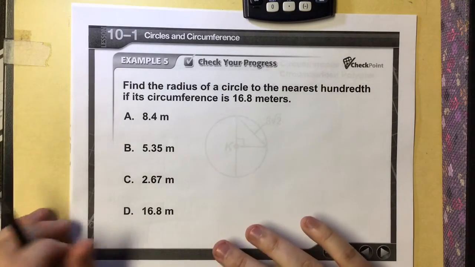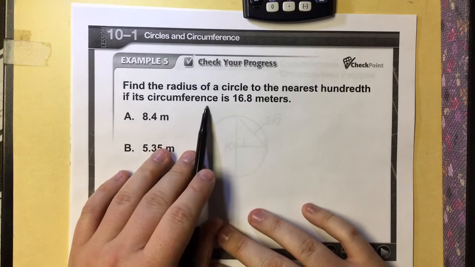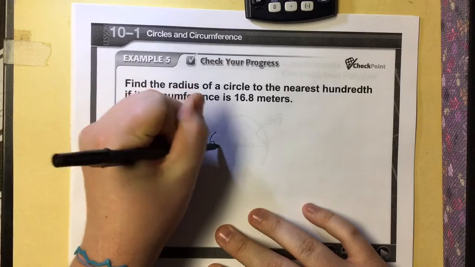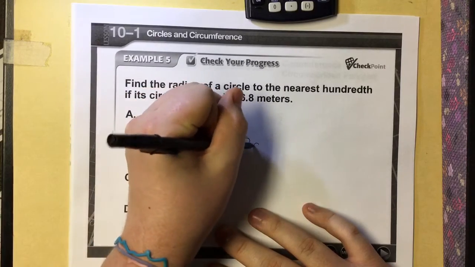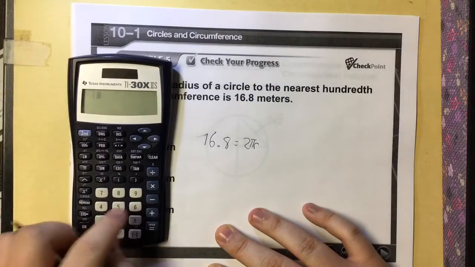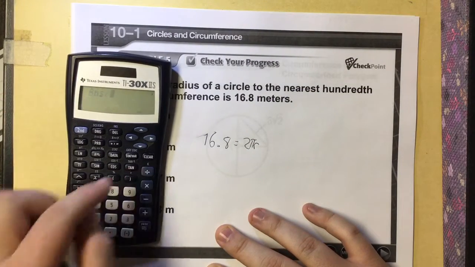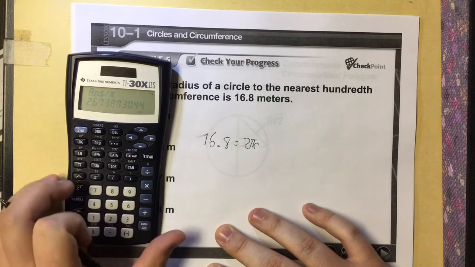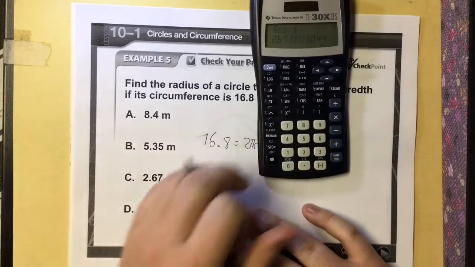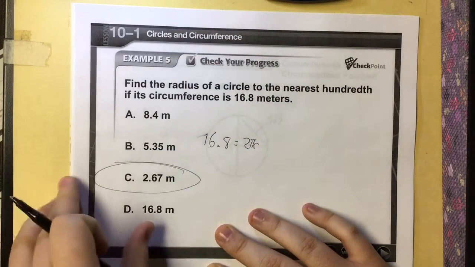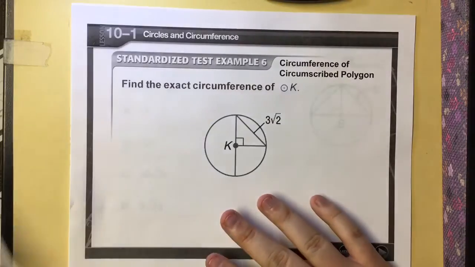All right. Find the radius of a circle to the nearest hundredth given its circumference. So again, circumference is equal to 2 pi r. So we do 16.8 divided by 2 divided by pi, and it rounds to 2.67. 2.67. Since everything else was in meters, so is this.